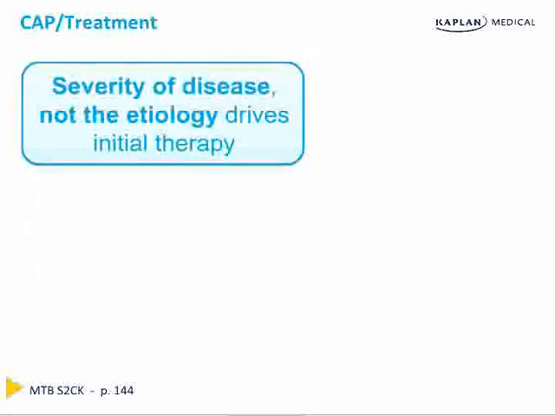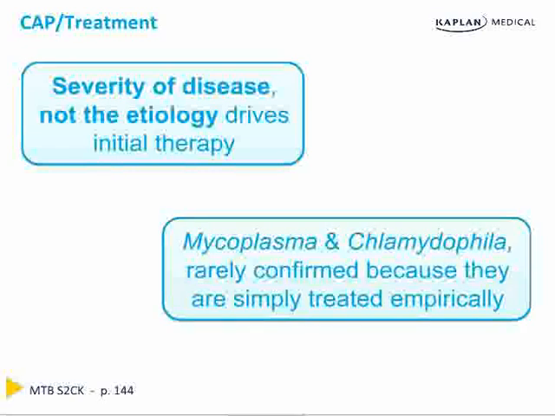In addition to telling you where to treat the patient, the severity of disease also drives the initial therapy. Also, remember that mycoplasma and chlamydia are rarely confirmed because they're usually just treated empirically. They get better with first-line community-acquired pneumonia antibiotics.